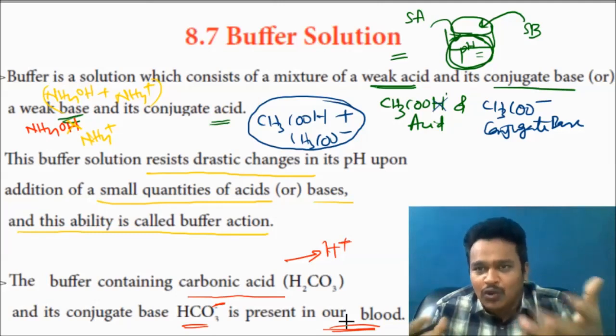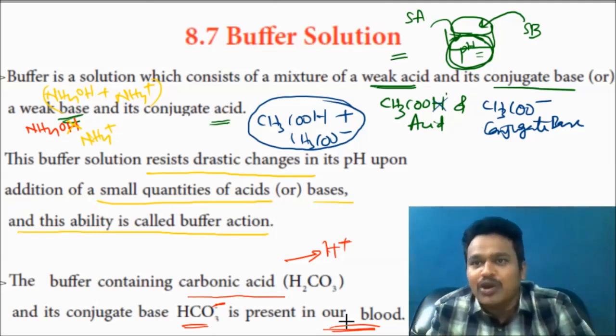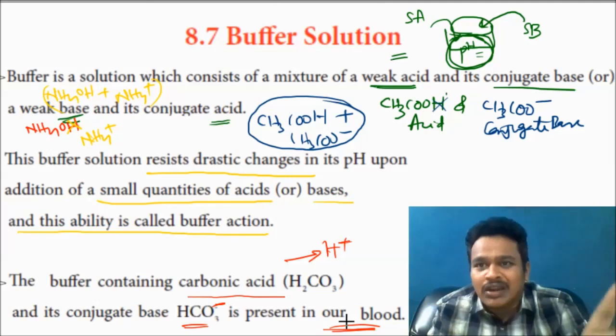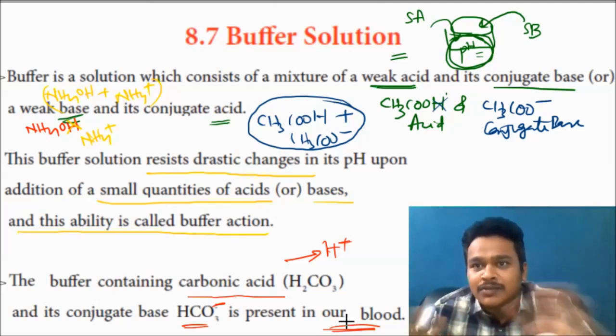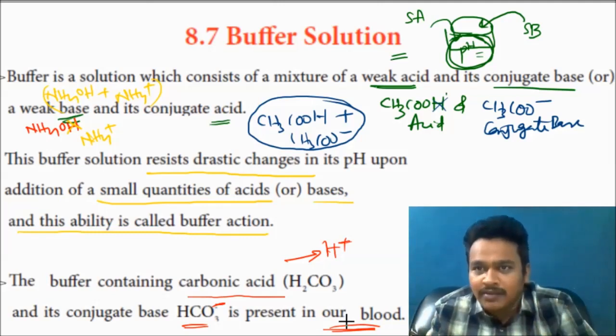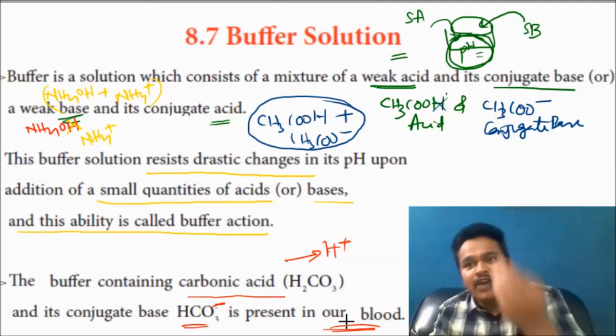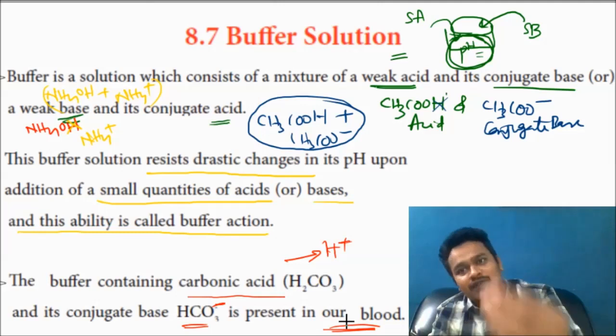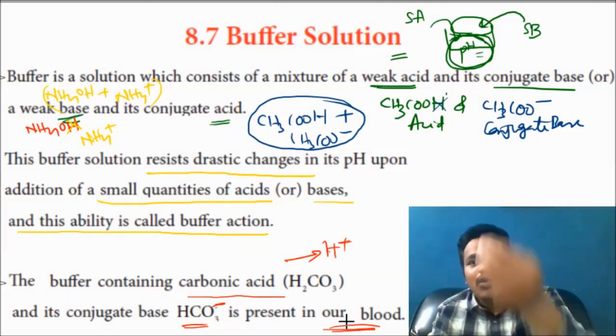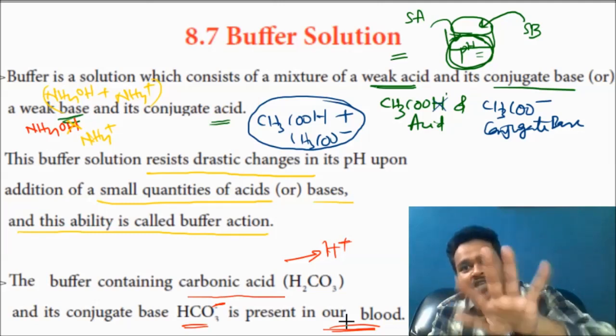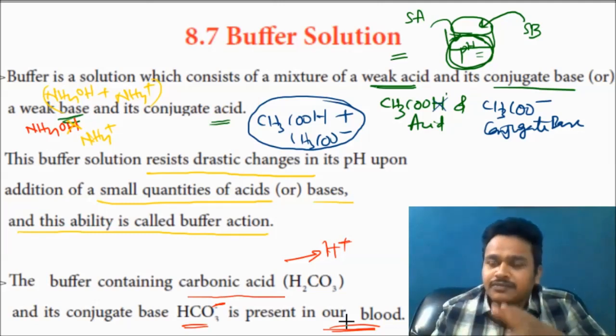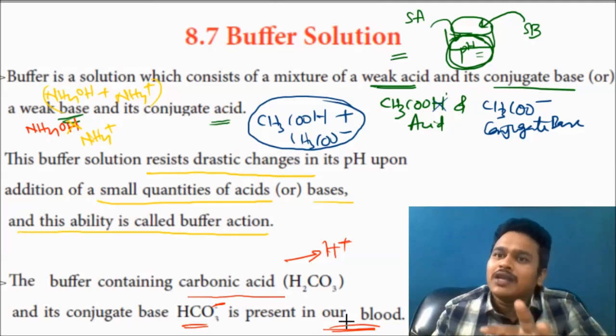Large quantity means 2 tablets, 3 tablets, or a syrup. Don't think large quantities means 20-25 tablets, that is not allowed. If you take 20 to 25 tablets, you are going to die. That's what the buffer definition is saying: whenever you add a small amount of a strong acid or a small amount of a strong base, the solution pH is not going to change. That time the solution is called a buffer solution.